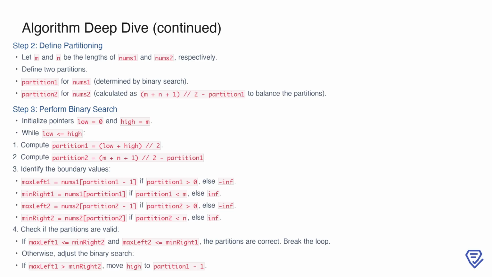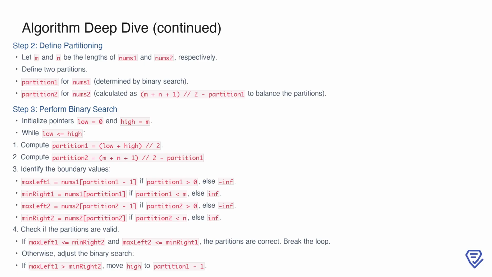Let m and n represent the lengths of nums1 and nums2, respectively. We define two partitions, partition1 for nums1 and partition2 for nums2. The partitions must be balanced, meaning the total number of elements in the left partition equals the total number in the right partition, or is just one larger for odd-sized arrays. To achieve this balance, partition2 is calculated as (m + n + 1) / 2 - partition1.